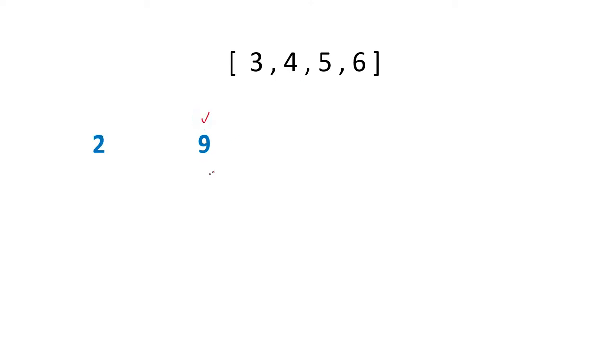adding them. For example, 2. 2 is not possible. From this array, if you pick any number, you can't form 2. 10 is possible because if you add 4 and 6, then you can form 10. 7 is possible. If you add 3 and 4, you can form 7. 8 is not possible because there is no number present. If you add them together, then 8 will form.